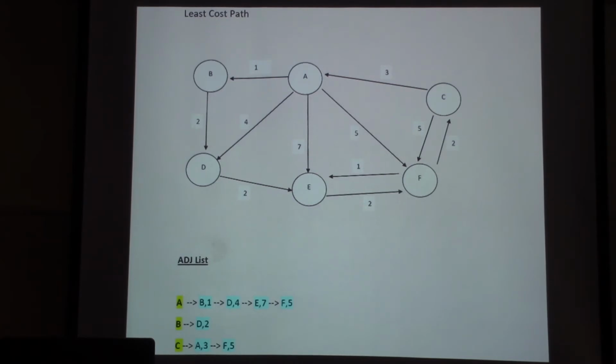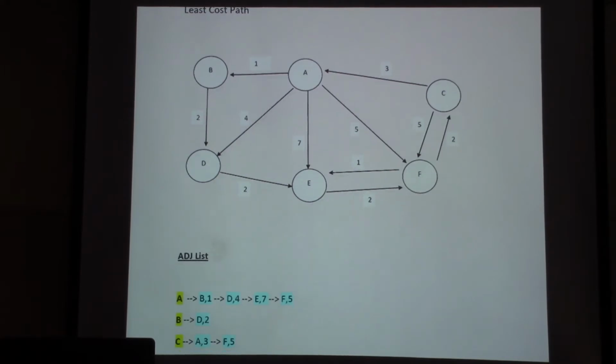Okay, so it depends. So you can see here that we have a digraph, a directed graph, and you can see that it's very cheap to go from A to B. But you can see it's also very expensive, relatively speaking, to go from A to E. In fact, it appears to be the most expensive one. So what we want to do is find the least cost path of a graph.